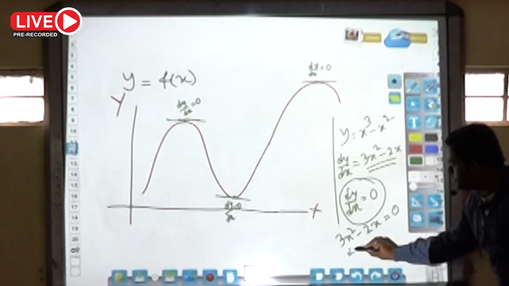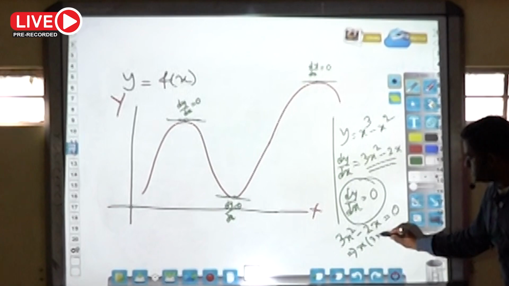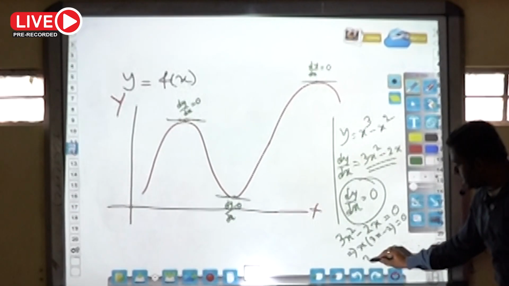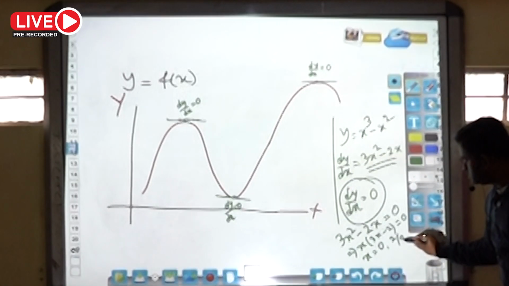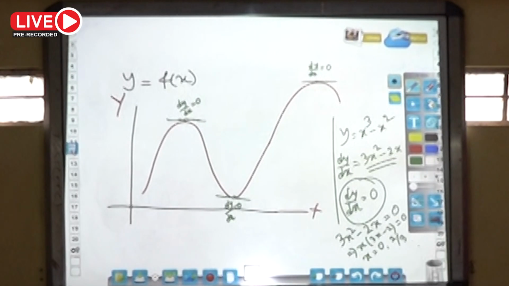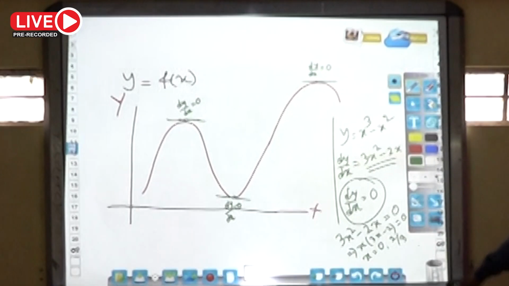Then we can say the value of x. Taking x common, I can write x times 3x minus 2 equal to 0. Means there are two values of x that I find, x equal to 0 and 2 by 3. So there are two possible values of x where the tangent to the graph will become horizontal. Clear? This is an arbitrary graph. If we plot the graph of this function, I will get 2 points where tangents will be horizontal.